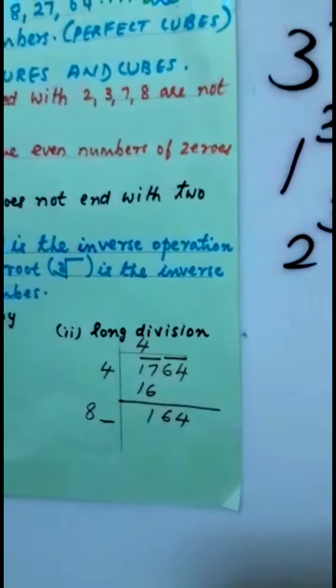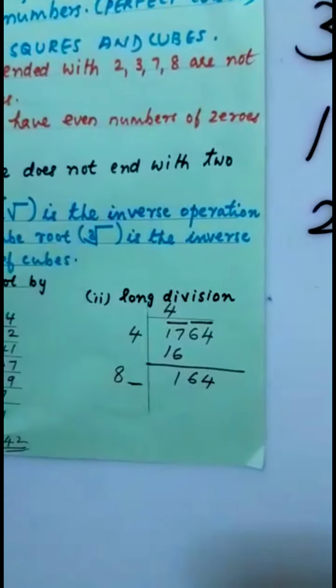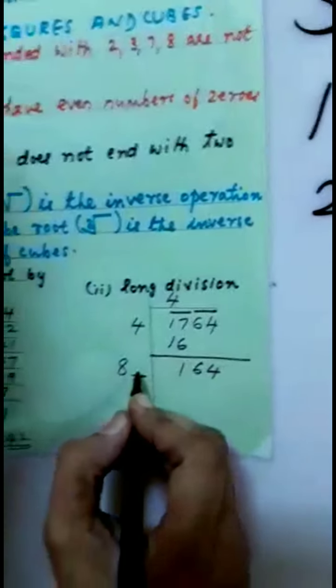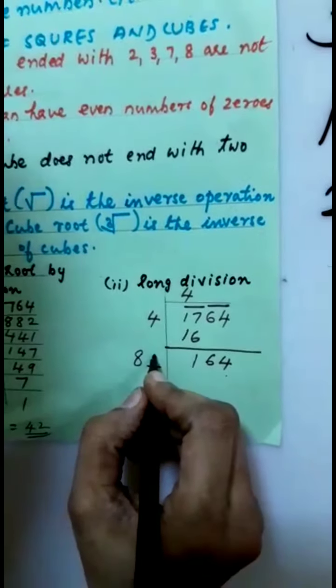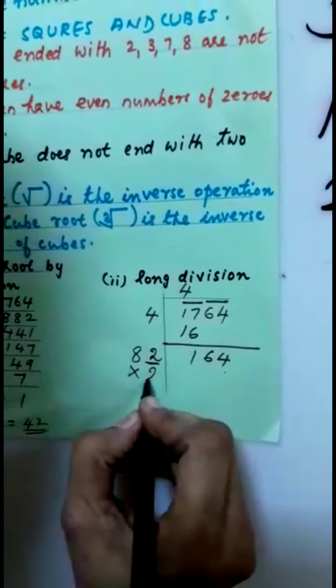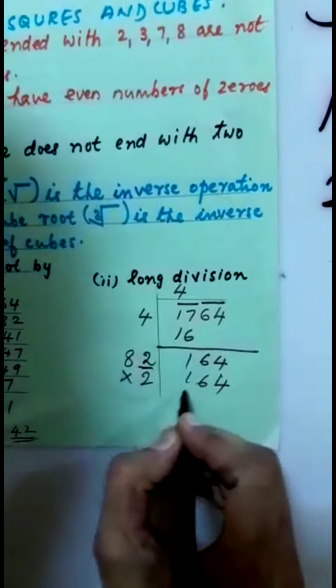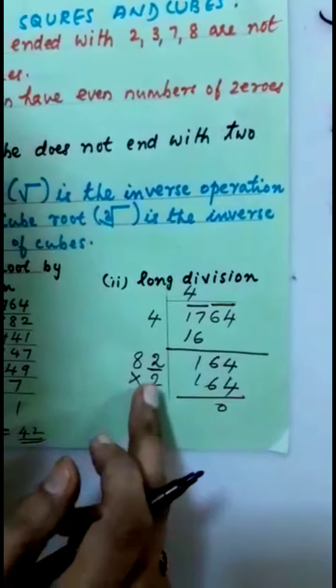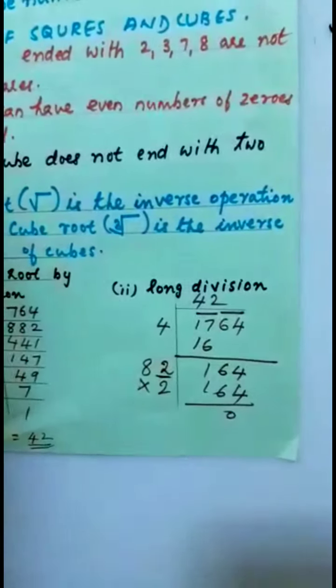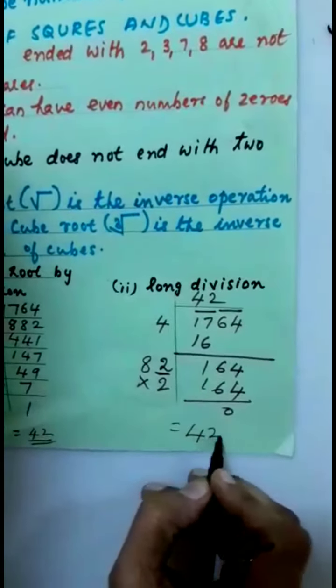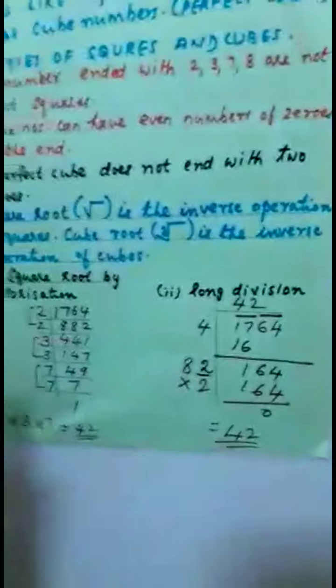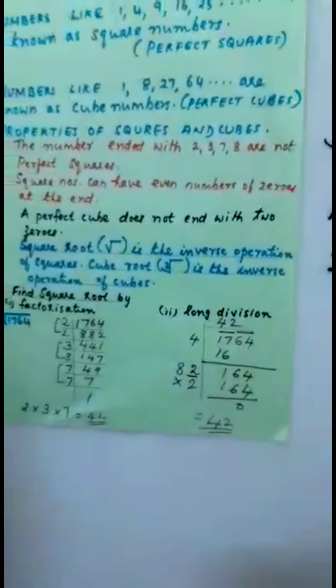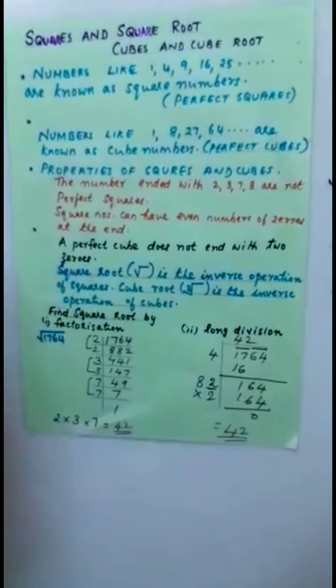164 is the number. We have to divide it by 8 and one more digit will be there. Depending on that, the last number is 4, so we can try with 2. So multiplied by 2, it is 4. 8 2s are 16. So the remainder will be zero. The number we wrote will be on the top. So the answer is 42. This is the long division method, and the other is factorization. So two methods we can apply for the square root.